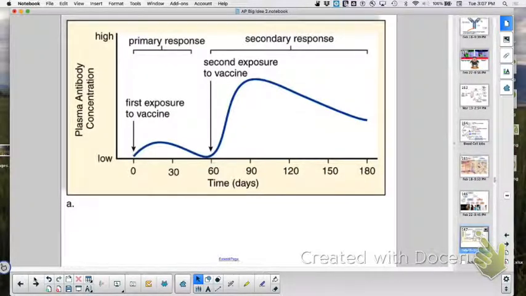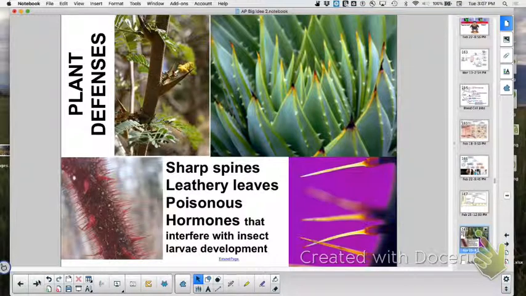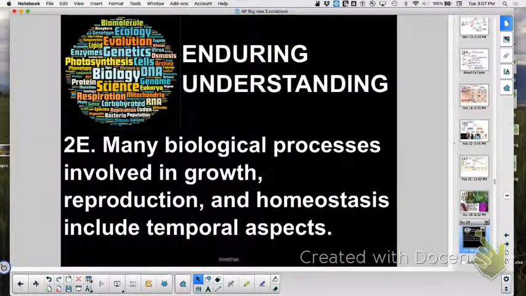The second exposure that you have is much, much greater than the first exposure that you have to that particular antigen. Some shots require boosters. In order to really get the protection, you need to get a booster shot of that particular vaccine to keep your antibody level high. Plant defenses, we talked about this: spines, leathery leaves, poisons.